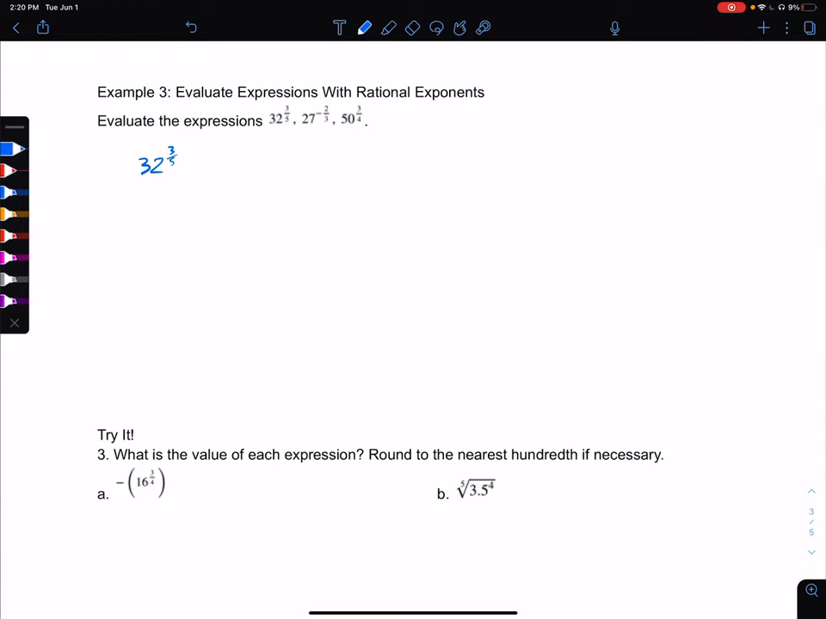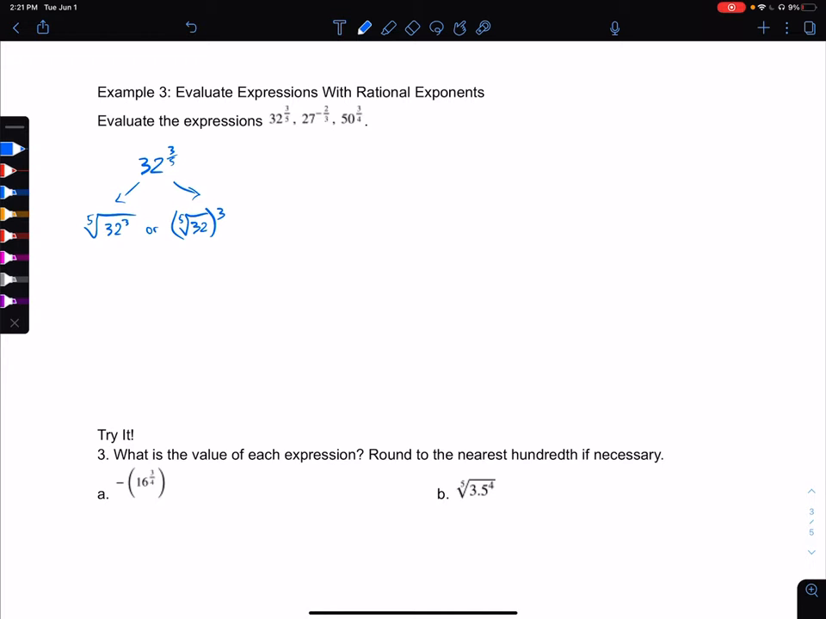And what I want to point out here is what I mentioned in the last video. There's two different ways we can write this. I can change this to be the 5th root of 32 cubed. Let's fix that 3. Or the 5th root of 32 and then cube that expression. You'll get the same answer no matter which one you pick.